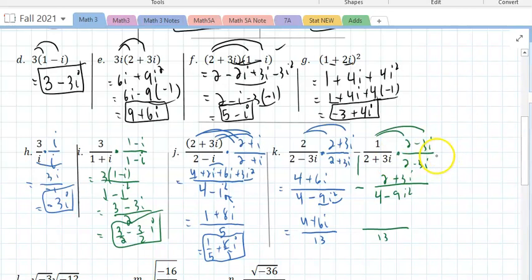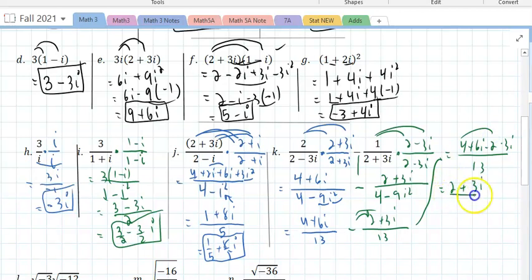So, since they both have the same denominator, I could simply combine them into 1 and say all over 13. That's going to be 4 plus 6i minus 2 minus 3i. That would be a 2 plus 3i over 13, or 2 over 13 plus 3 over 13 i.